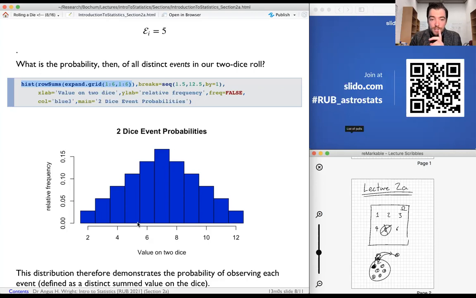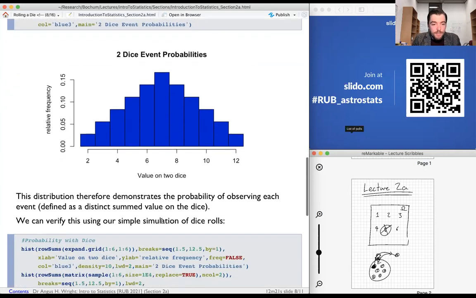But how many ways can I construct the number 4, for example? Well, I can construct it with a 1 and a 3, a 2 and a 2, or a 3 and a 1, right? So we have the 1 and the 3 as our first. We then have the 2s, and then we have a 3 and a 1. Okay, so those are the possible outcomes of our sum to 4. And this is why we get a peak at 7. 7 is the easiest number to construct when you have a roll of 2 dice.